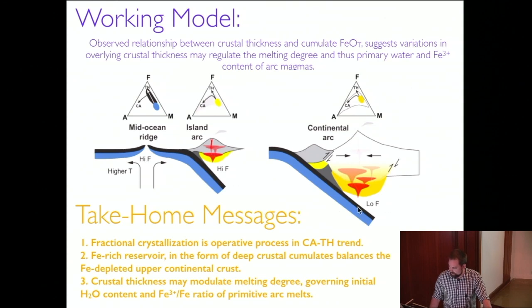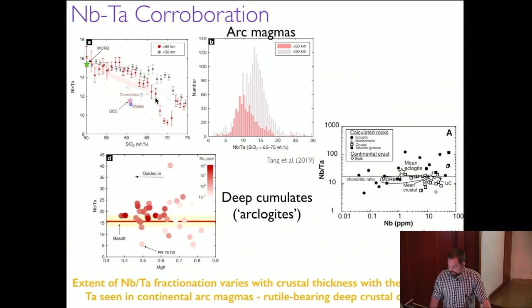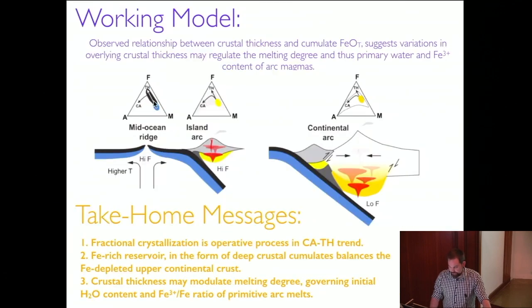So here in a thicker continental crust we have a low degree of partial melting, whereas in island arcs and mid-ocean ridges we see higher degrees of partial melting. And if you have higher degrees of partial melting, you can enrich the subsequent melts in iron, whereas in the calc-alkaline trend, the lower degree of partial melting means that those magmas that erupt get depleted in iron because the degree of partial melting is lower, and thus the cumulates are enriched in iron.